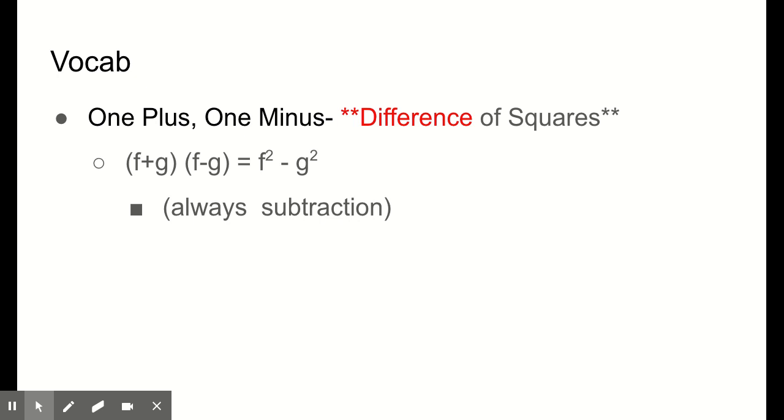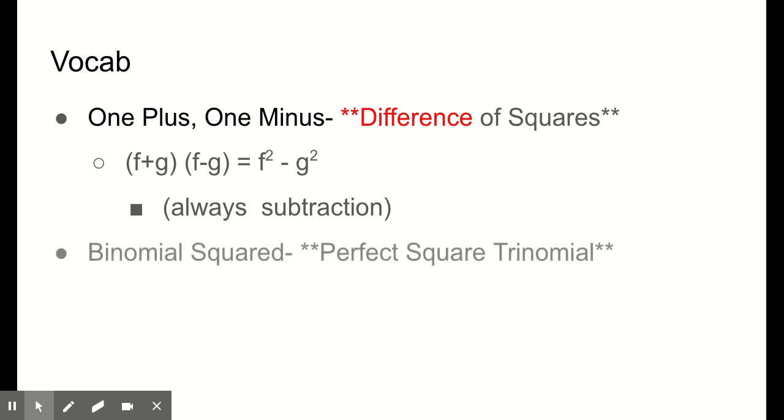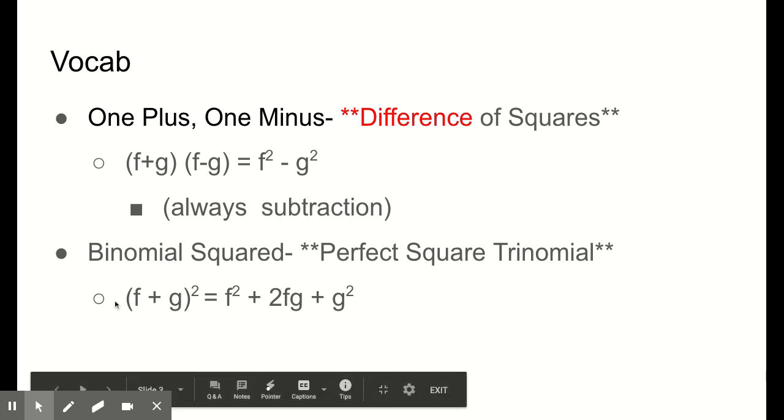And then the other one is when you have a binomial squared. When you multiply out a binomial squared, that's always going to give us a perfect square trinomial. So in general terms, f plus g squared. We're going to expand that out using the special pattern. We take the first term and square it, plus 2 times the first term times the second term, so 2 times f times g, plus the second term squared, so plus g squared.